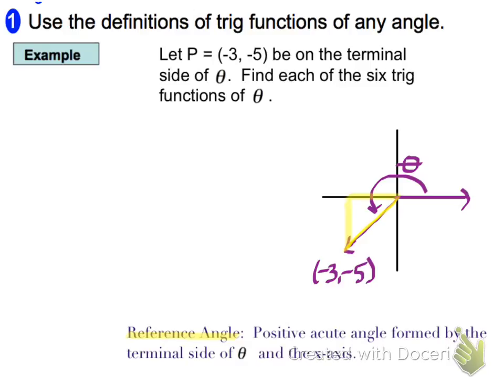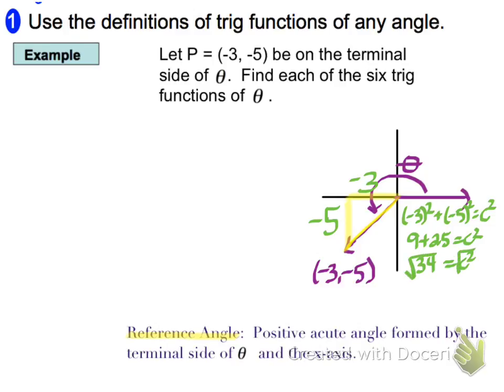If I go through and label my points, the x value is -3, the y value is -5, and now we can use the Pythagorean theorem to find our hypotenuse. So let's go ahead and do that. We have (-3) squared plus (-5) squared equals our hypotenuse squared. So 9 plus 25 is our hypotenuse squared. So we get 34 for our hypotenuse squared, which means that our hypotenuse is the square root of 34.